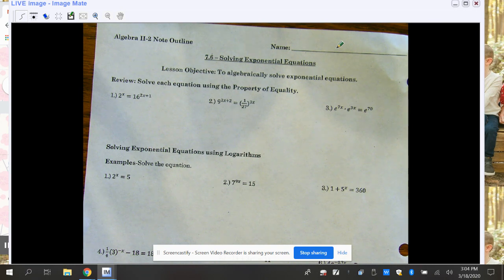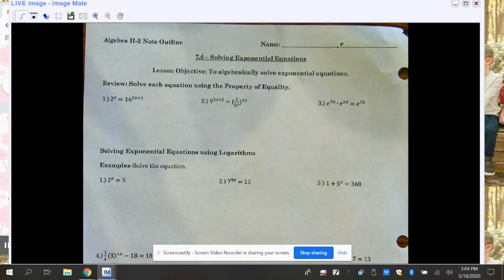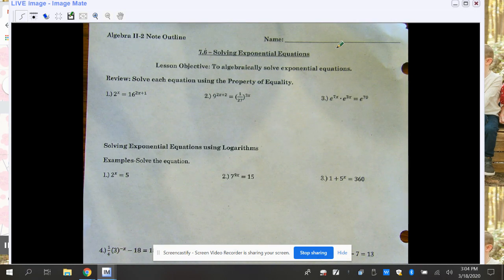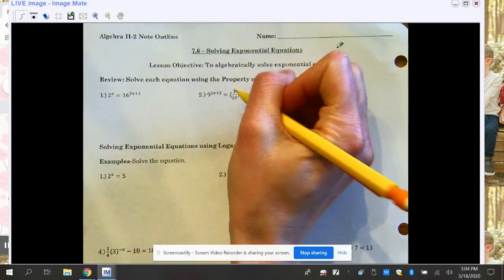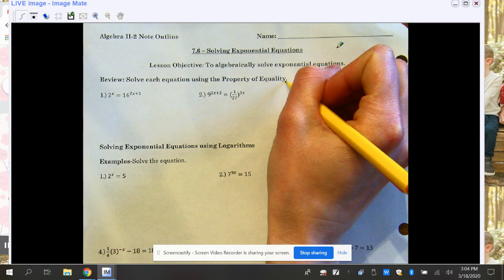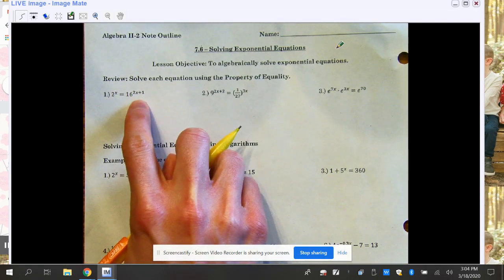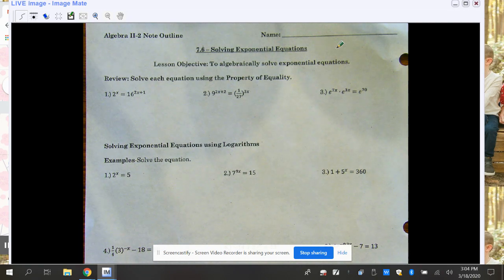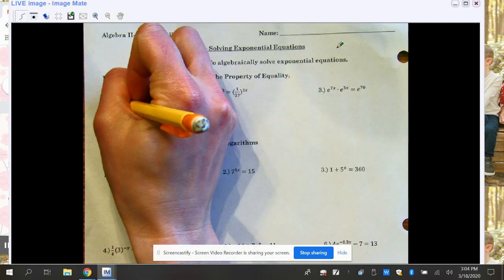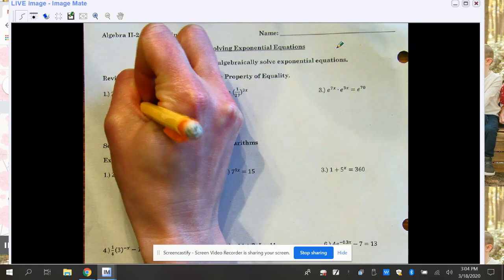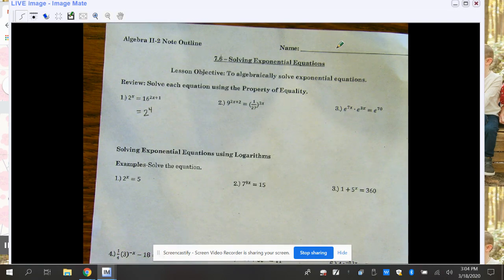If you want to copy down the answers to these two, they'll still be on the note outline key that's posted on Canvas. But when we did 7.3, we talked about how you can't solve an exponential equation unless the bases are the same. And so we use what's called the property of equality to do that. Our base is 2, our base is 16. How can I get those to be the same? Well, I can rewrite 16 as 2 to the 4th power.